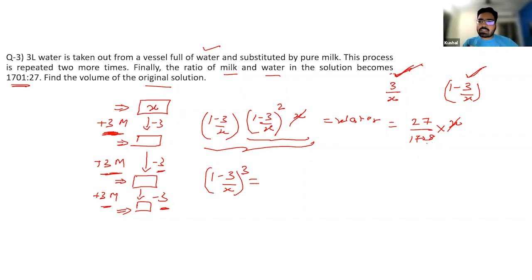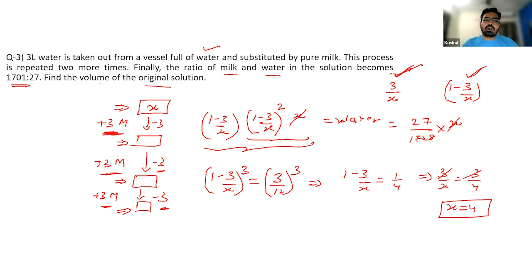Now, when you look at any such figure, you should try and think in terms of how you can make it a cube. Otherwise, solving this will become very difficult. Also, 27 gives you a fair idea that this is 3 cube. So 1728 will become 12 cube. So you can simply say it is 3 by 12 whole cube, which, if you try to solve it further, will turn out to be 1 minus 3 by X equals 1 by 4, as 3 by 12 is 1 by 4. So you will get 3 by X equals 3 by 4. 3 will get cancelled out. We are left with X equals 4. What is the question asking you? Find the original volume of the solution. Original volume of the solution must be 4 liters. And why liters? Because this was in liters, right? So this will be the answer.